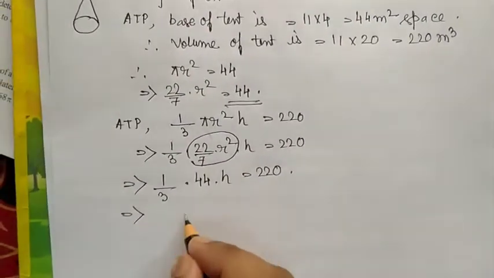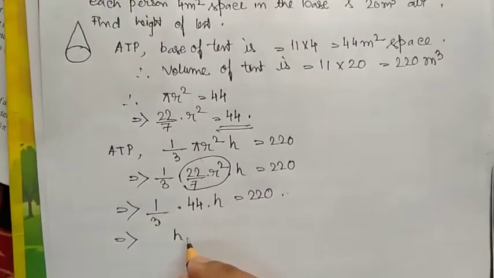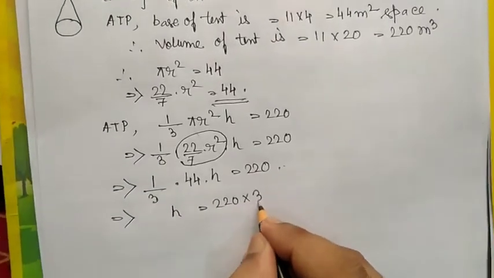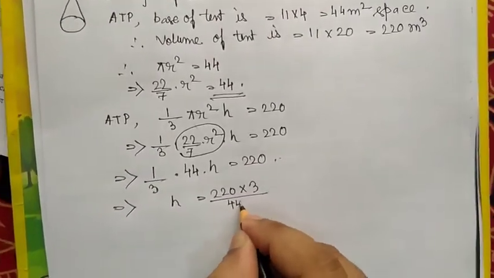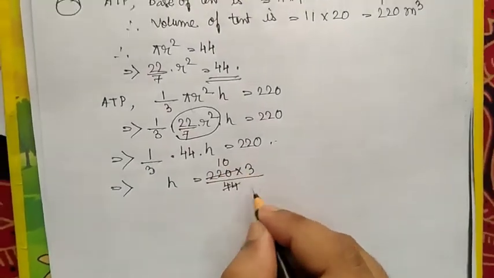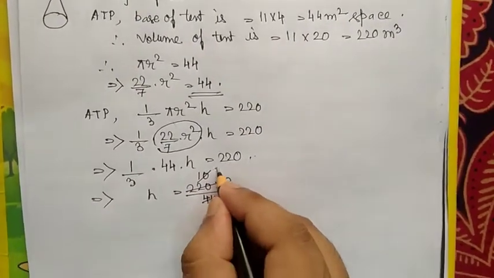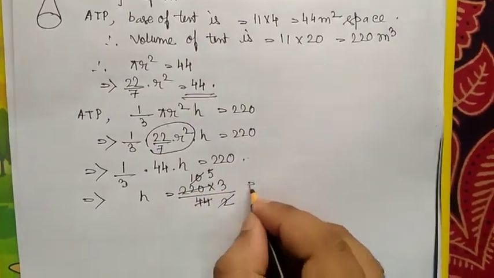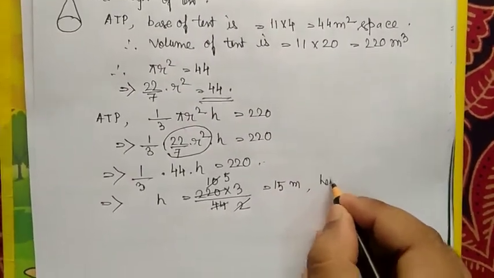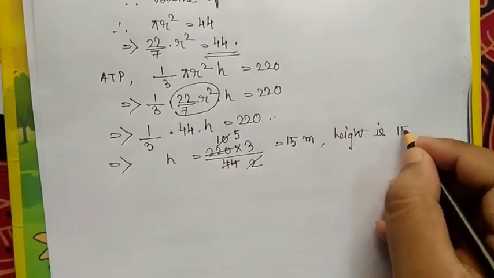By cross multiplying, 3 should be multiplied and 44 should be divided. So h equals 220 into 3 by 44. Dividing by 22, we get 10 and 2. After dividing 10 by 2, we get 5. So 5 into 3 equals 15 meter. Therefore, we can say the height is 15 meter.